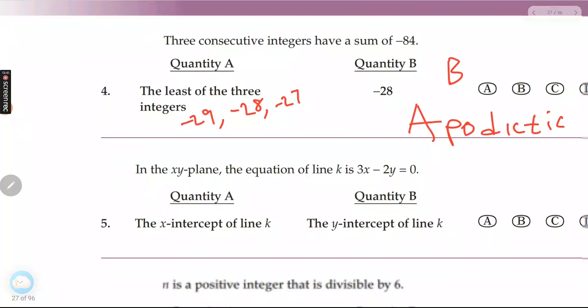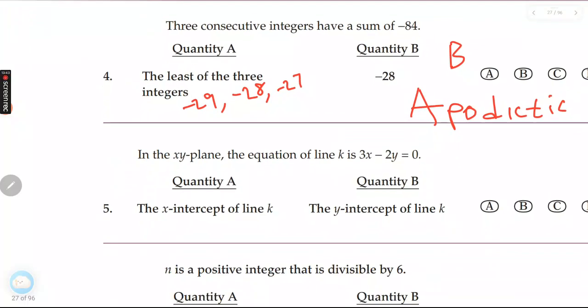The next question is: in the xy plane, the equation of line K is 3x minus 2y equals 0. Compare the x-intercept of line K and the y-intercept of line K. If you don't have time, look at what the x-intercept and y-intercept are. First, understand what is going on without bothering yourself.